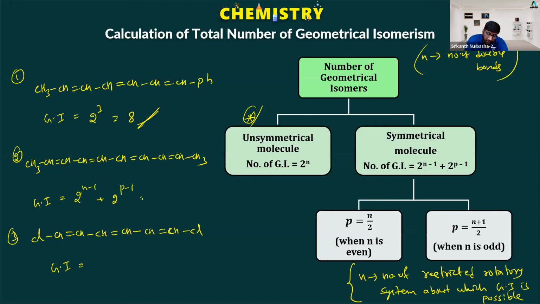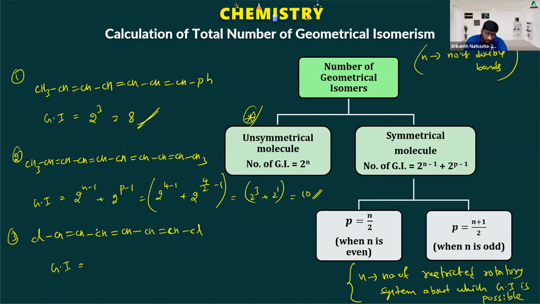What is p? p is equal to n by 2 when the number of double bonds is even. So 2 power 4 minus 1 plus 2 power 4 by 2 minus 1, that is 2 power 2 minus 1. So 2 power 3 plus 2 power 1. That is nothing but 10. Yes or no? Yes.